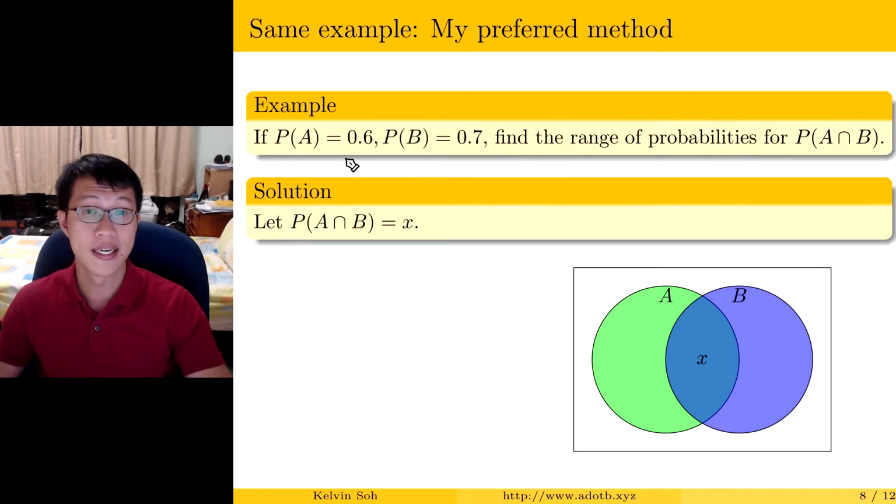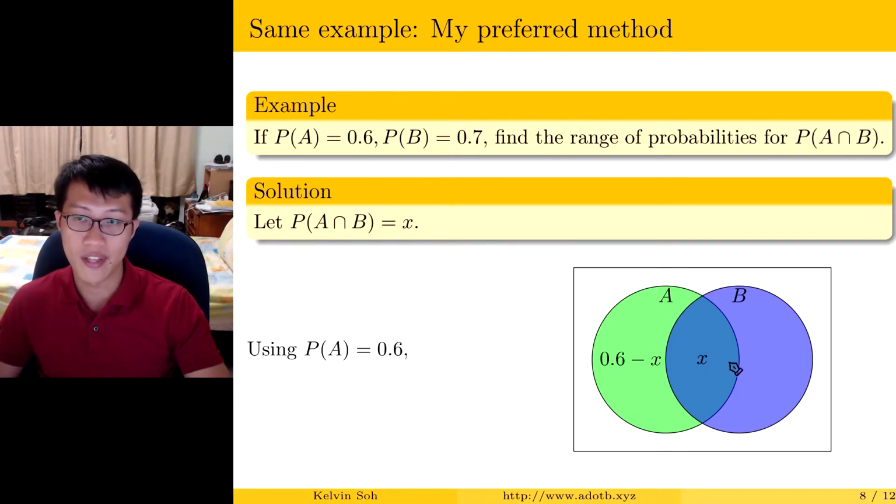So we'll attempt the same example again, that P(A) is 0.6 and P(B) is 0.7. And for this second method, which is actually my preferred method because it is more systematic, we will just draw a general Venn diagram. Since we don't know the probability of A intersect B, let us denote it with an unknown x. Next, we are given that P(A) is 0.6.